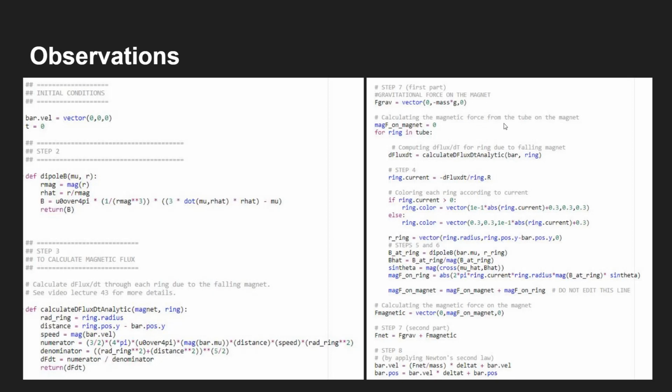Now here on the right is getting the net force. We start by getting the gravitational force on the magnet, which is just negative mass times the gravitational constant 9.81. Then we can calculate the change in flux over time for the ring due to the falling magnet, and from that we can calculate the magnetic force. Getting the net force is then as simple as combining the gravitational force and the magnetic force together.